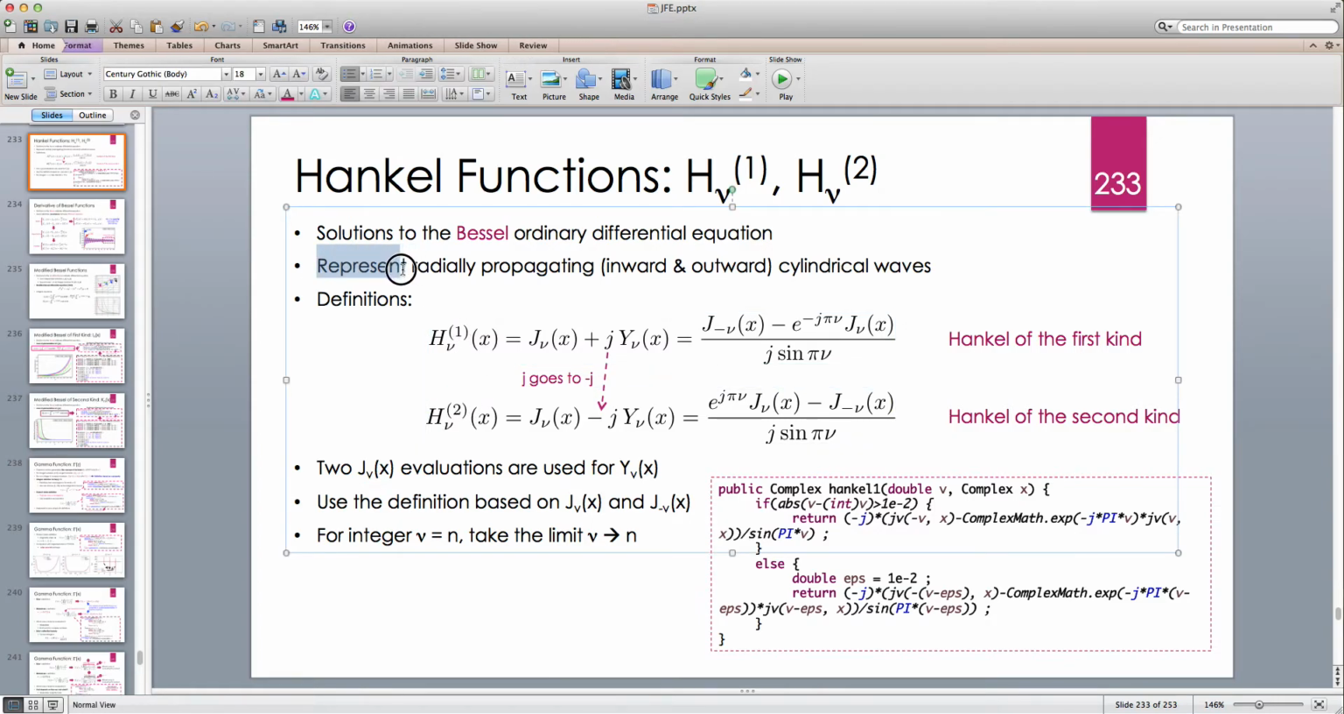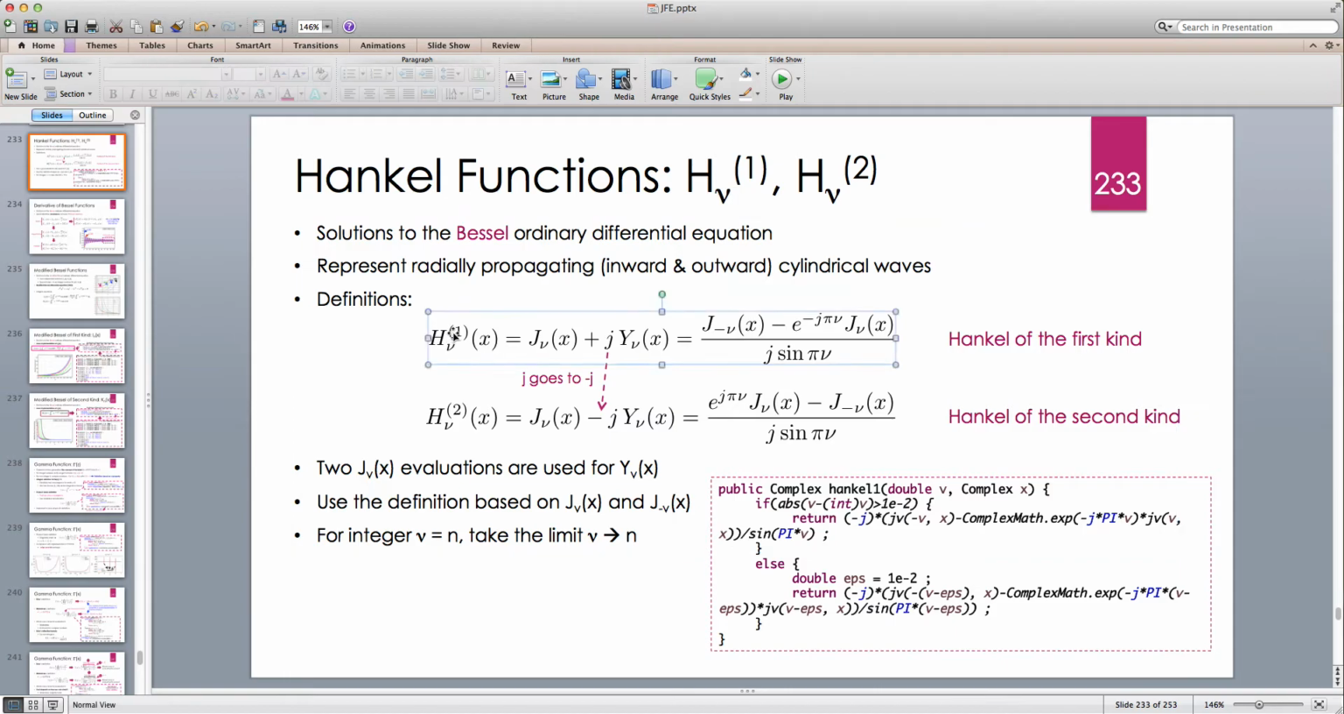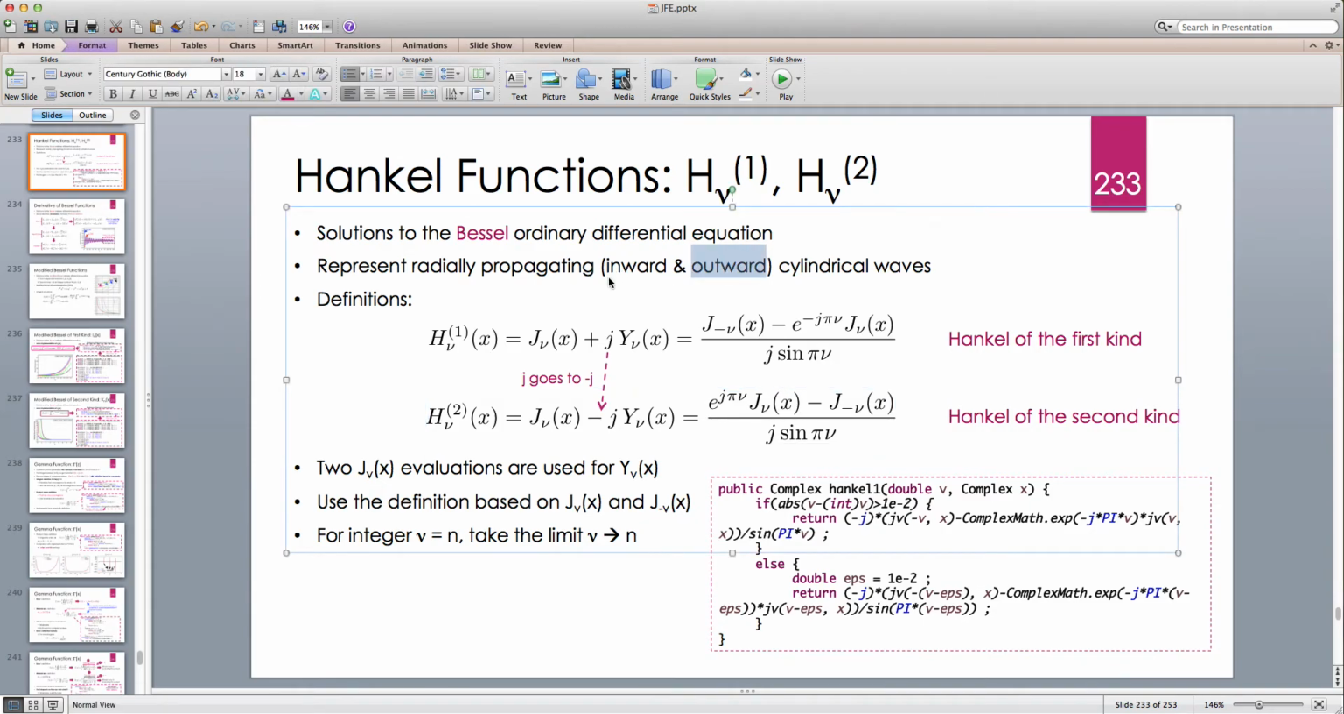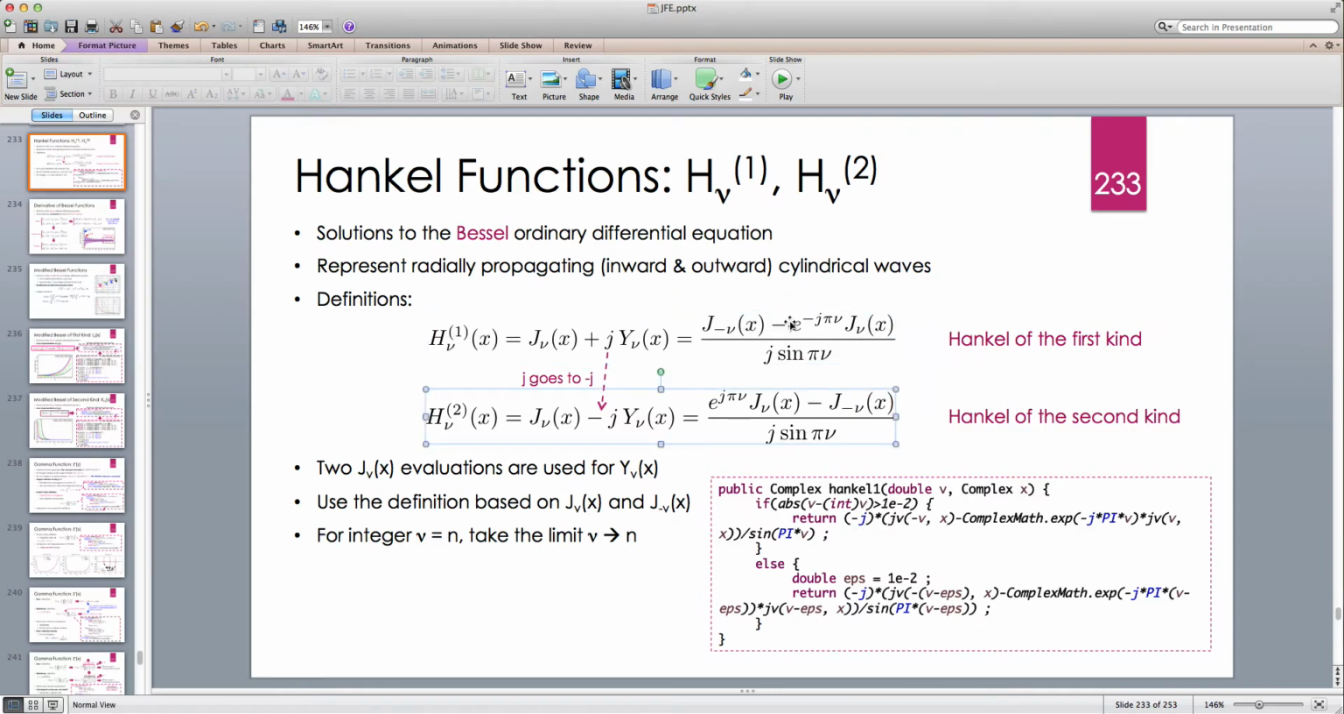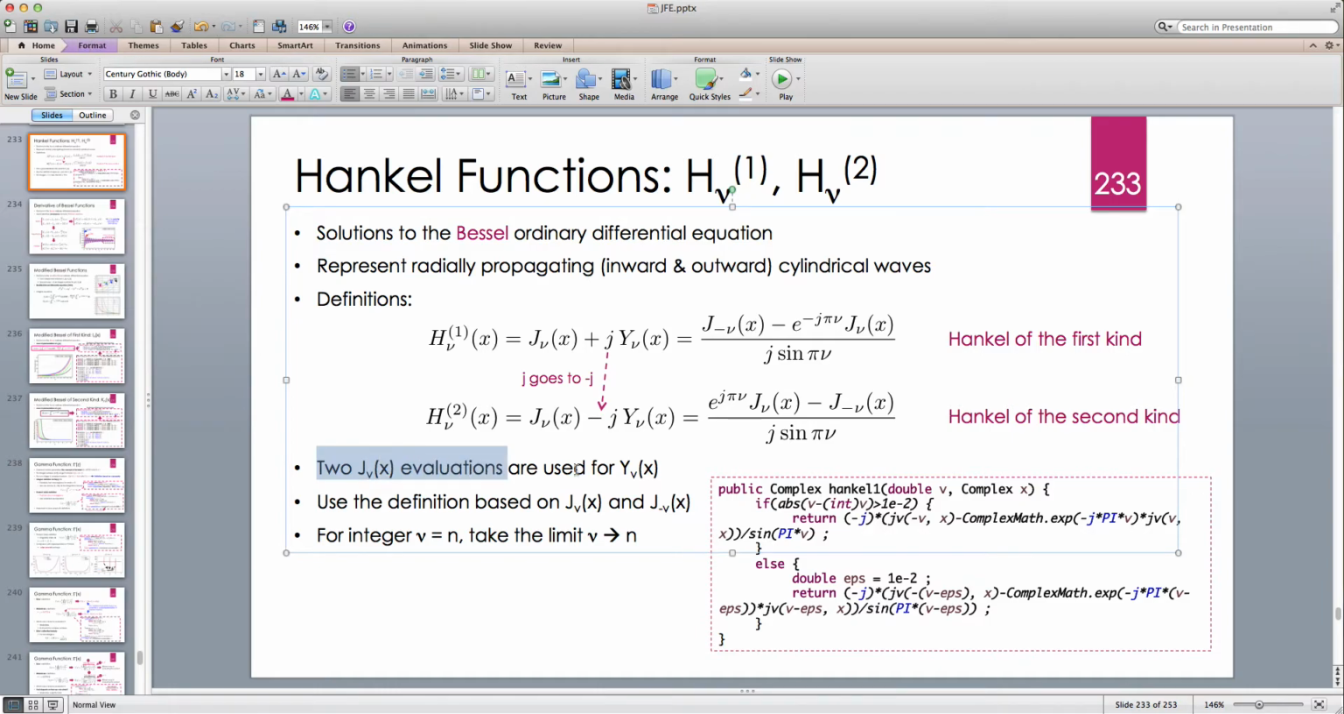So these Hankel functions represent radially propagating inward or outward cylindrical waves. Hankel 1 is a wave that comes towards the center. Hankel 2 is a wave that goes from the center outward to infinity, right? And as you can see, we have two evaluations of the Bessel functions. These are the definitions: e to the j pi nu, sine of pi nu. And again, it's better to use this definition instead of calculating J nu and Y nu first.